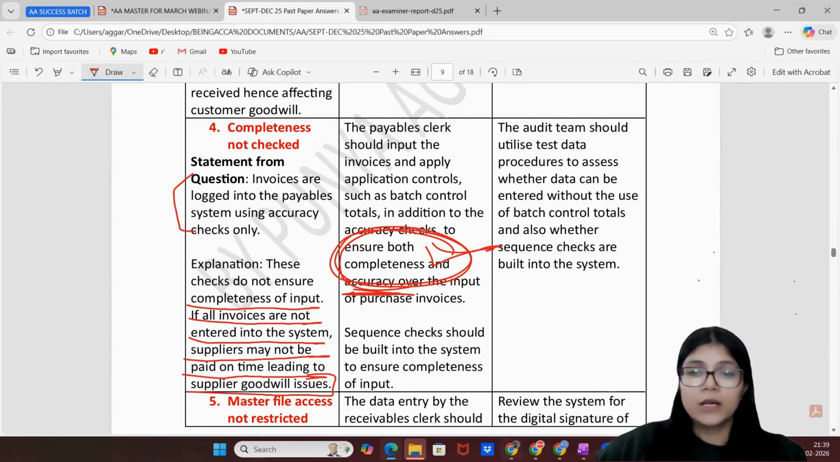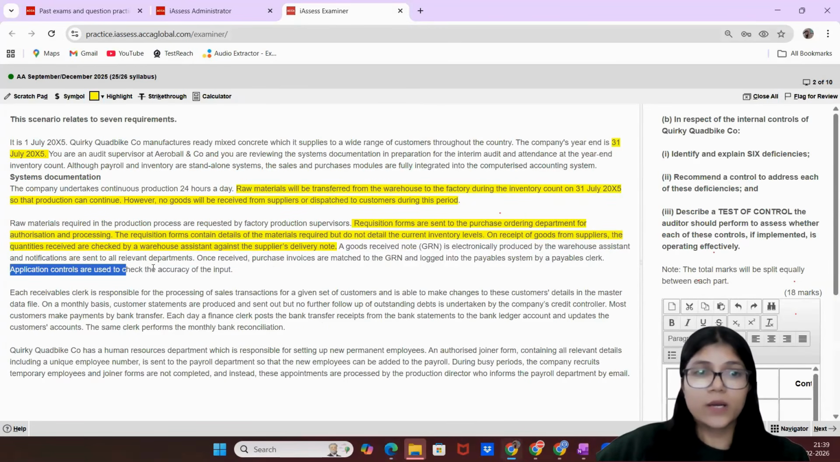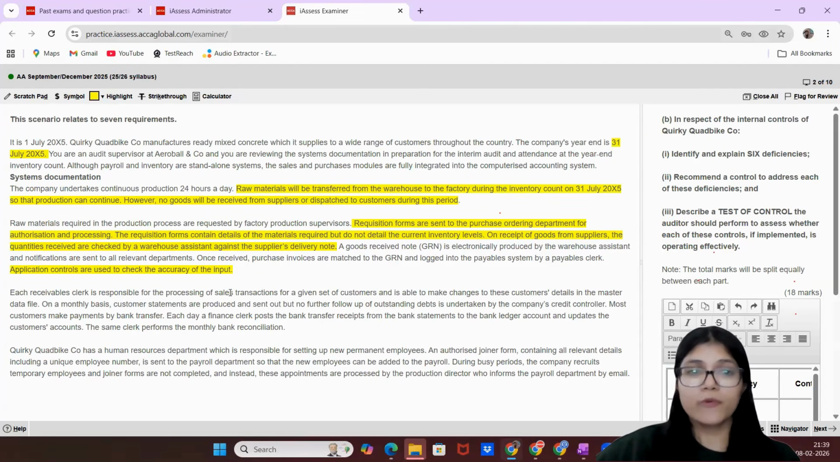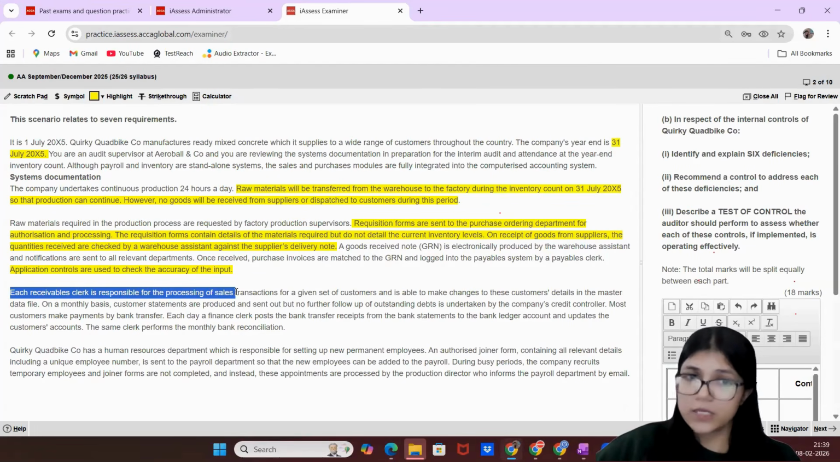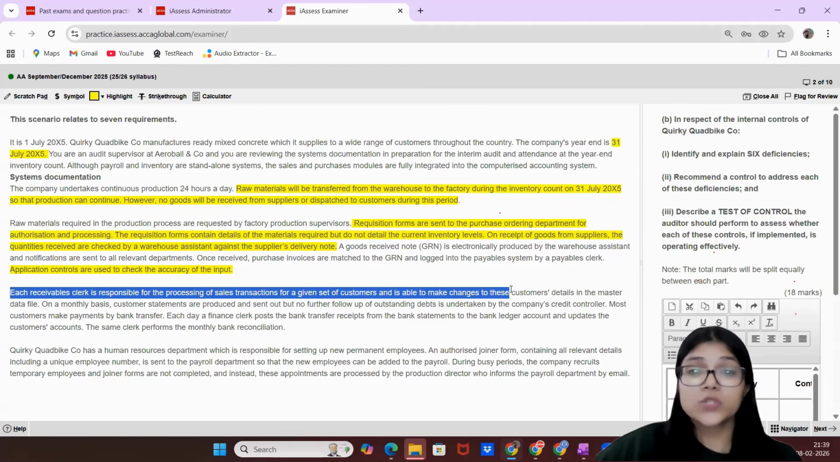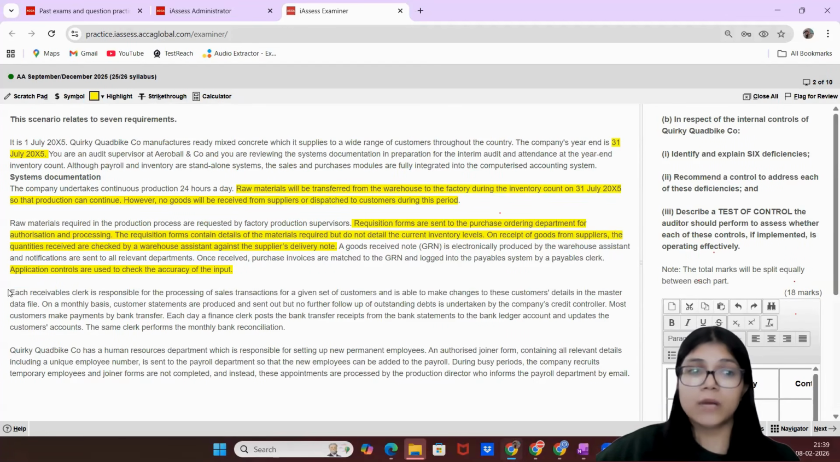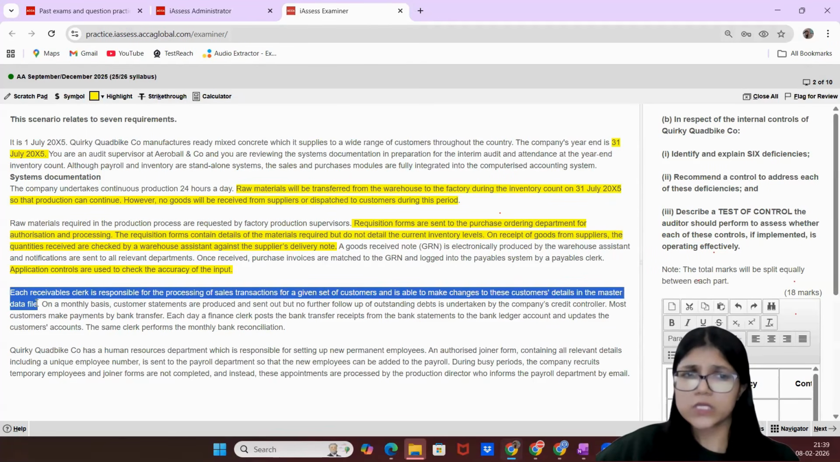Okay, next one. So we are done with this one as well. This big chunky paragraph is also over. Let's move to the next paragraph now. Each receivable clerk is responsible for processing of sales transactions for a given set of customers and is able to make changes to these customer details in the master file also. Okay, now reread the line again. Each receivable clerk is responsible for processing of sales transactions for a given set of customers. That is okay. And is able to make changes to these customers' details in the master file. Are we okay with this?